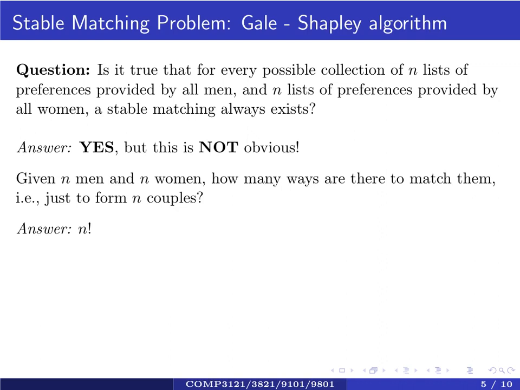To see that, you can simply order the men 1, 2, 3, up to n. And now any placement of women, a permutation pi, will do. So this means that the total number of pairings is exactly equal to the number of ways you can permute the n women, so n factorial.